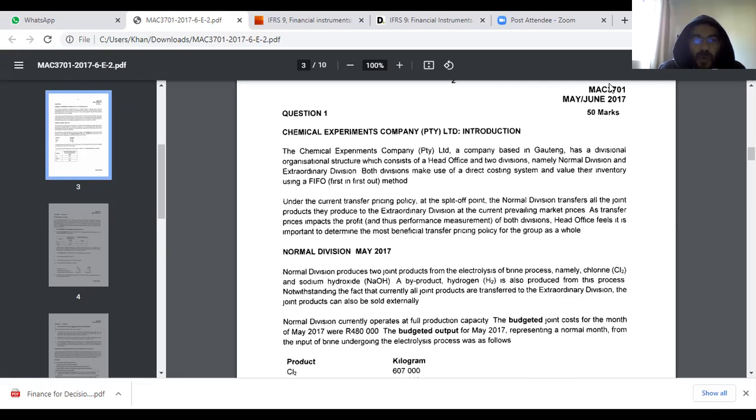Notwithstanding the fact that currently all joint costs are transferred to the extraordinary division, the joint products can also be sold externally. So basically, what are they trying to tell you? That although the company chemical experiments currently transfers all joint products to the extraordinary division, the chemical experiments company can also sell the products at split off point. So there's no need for the normal division to transfer to the extraordinary division. They are able to sell it to the market as is. So just take note of that.